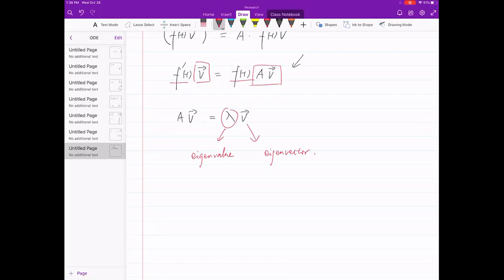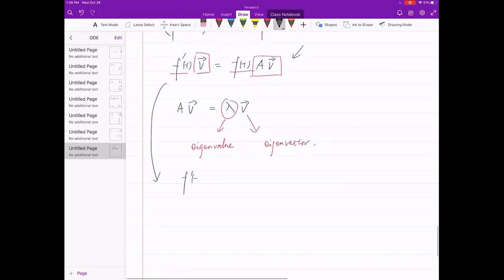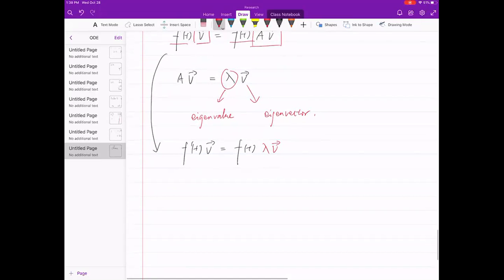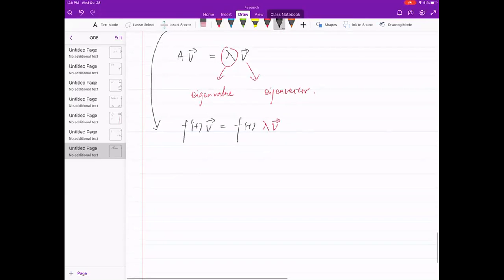Okay. If that happened, what happened? Well, go from here to here. That basically means you have f'(t) v equals f(t) Av. But the Av is lambda v. Okay. So what do you have? Number one, you have v offers you the straight line solution because now you have a vector. You just multiply the vector by a number. It is actually the eigenvector of A.